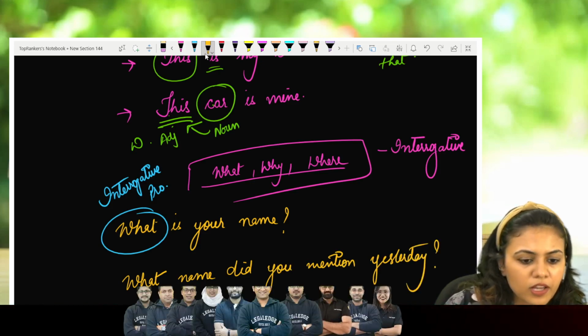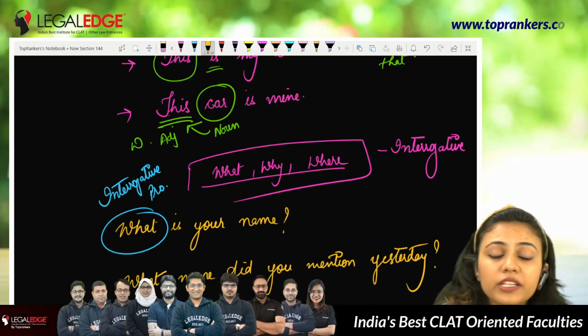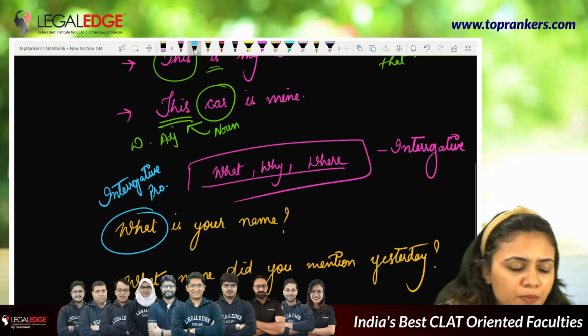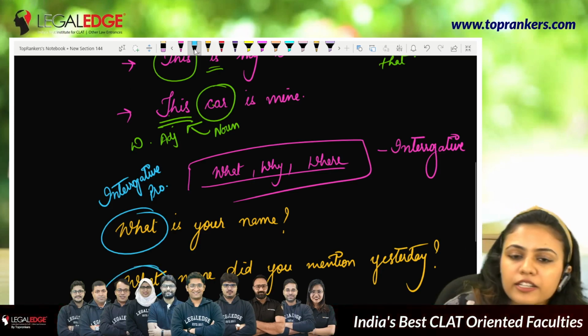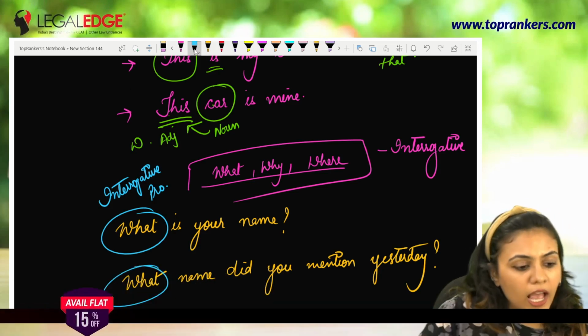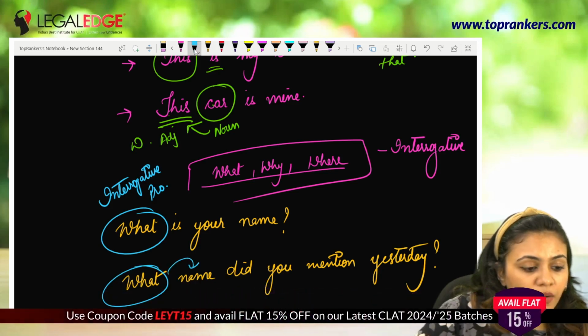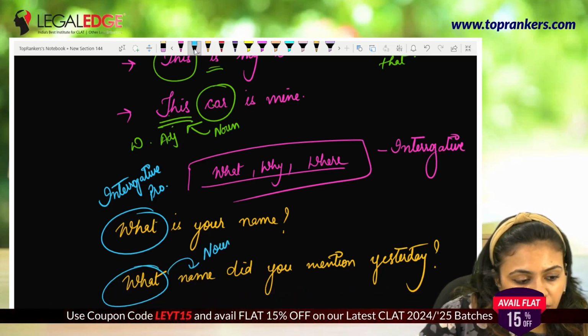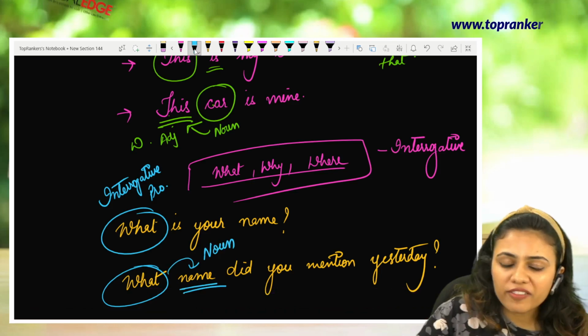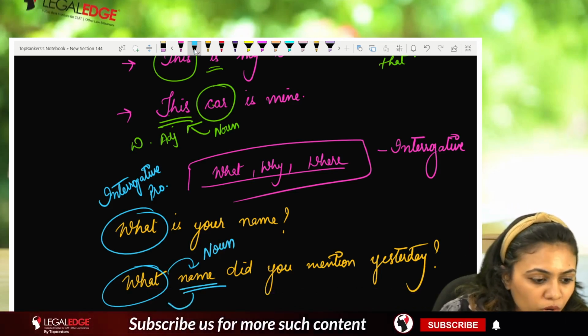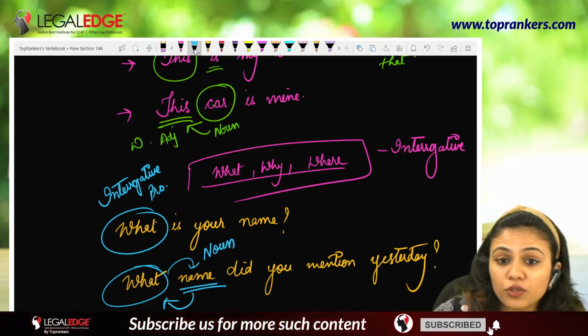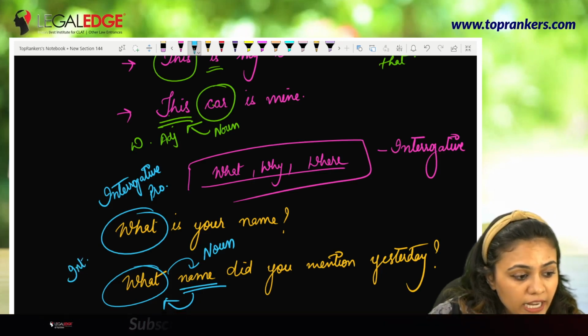Okay. What name did you mention yesterday? Now, in this particular case, you can clearly see the interrogative word is again what, and it's also being followed by a noun. So, जब हमें noun की विशेषता पता चलती है, what is such a word known as? It's known as interrogative adjective.